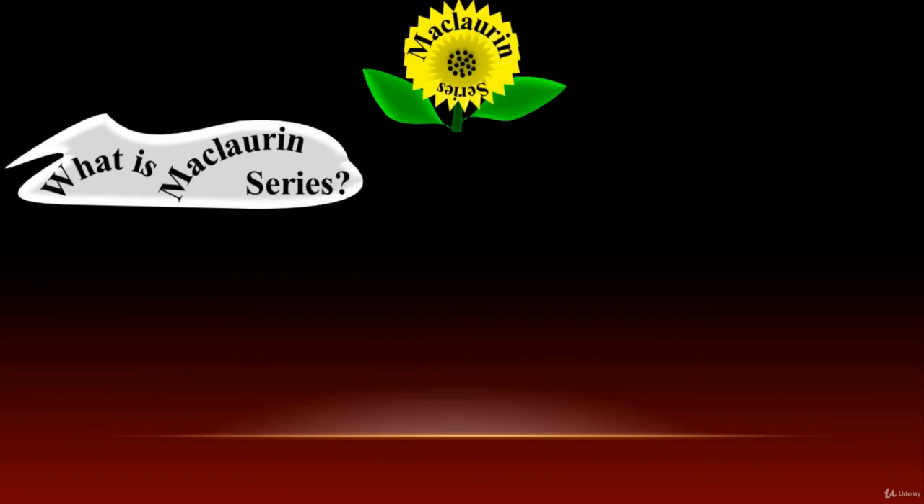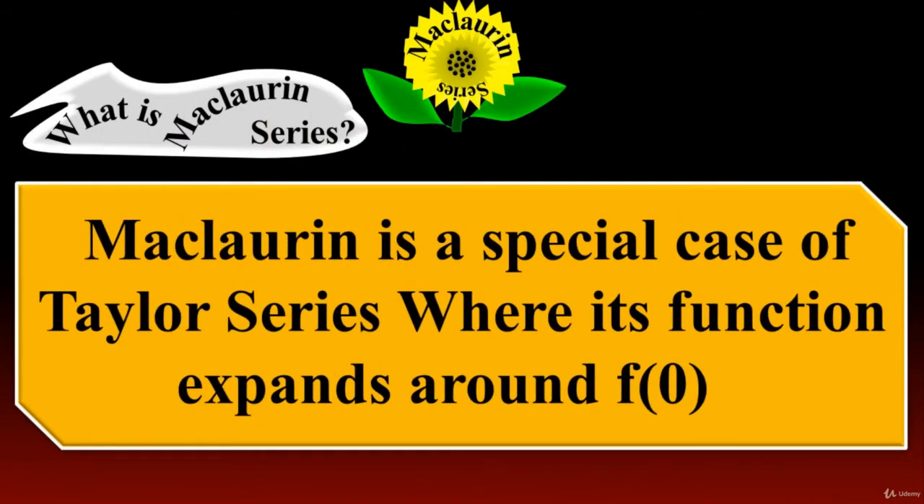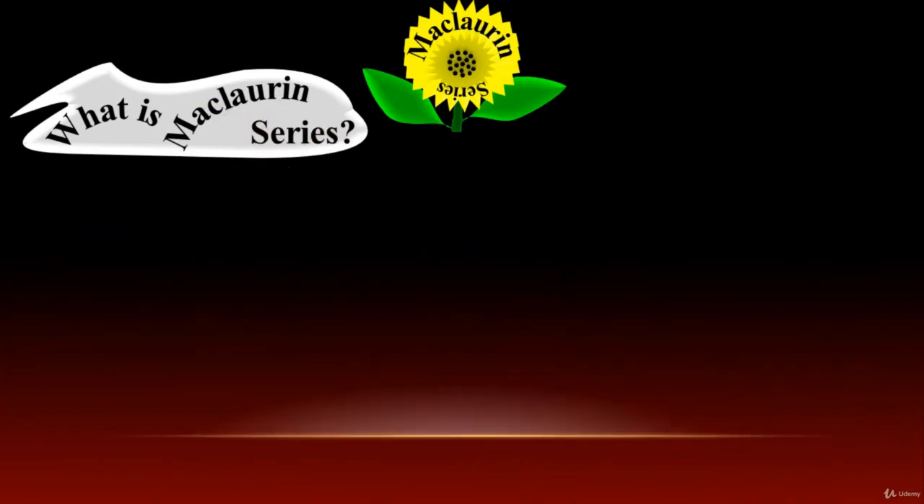Maclaurin series. What is Maclaurin series? Maclaurin series is a special case of Taylor series, where the function expands around f of 0. When you reflect back to the Taylor series, in Taylor series the function expands about any value. But here the function expands around f of 0, where the value of x equals 0. This is the main difference between Maclaurin series and Taylor series.